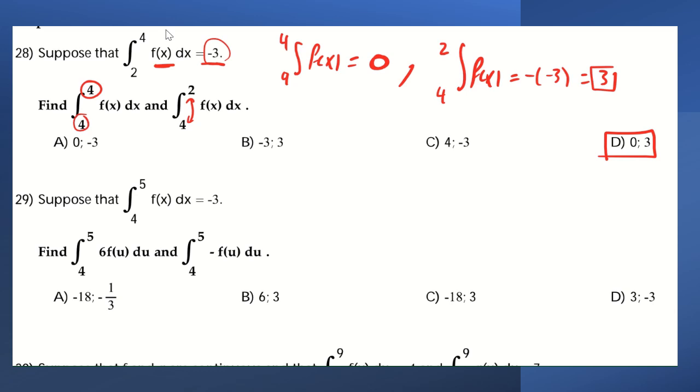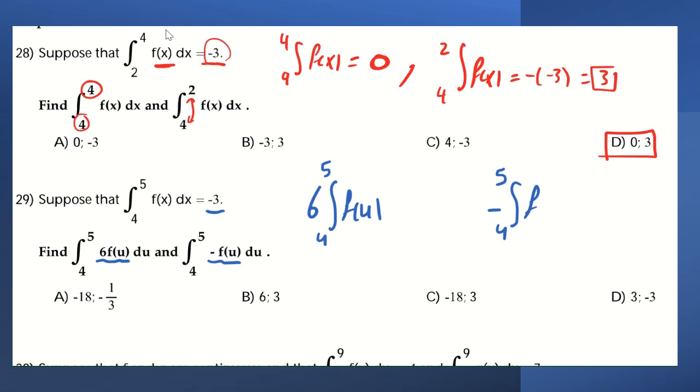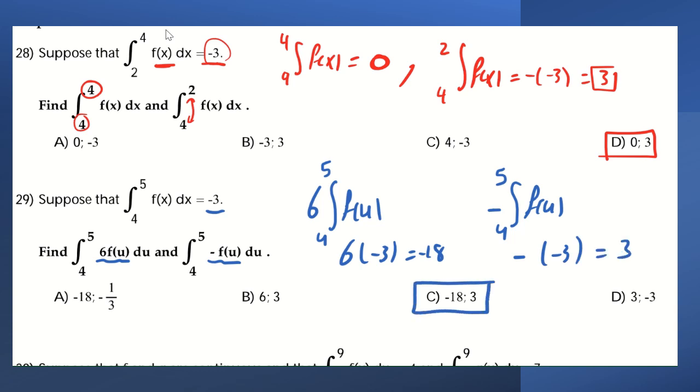Additive inverse, yeah. The second one: suppose that the integral from 4 to 5 of a function is equal to -3. What is the integral from 4 to 5 of 6 times this function, which can be written as 6 times the integral from 4 to 5 of the function, and of negative the function, which can be written as negative the integral from 4 to 5 of the same function? This one is very easy: 6 multiplying -3 is equal to -18. And here is negative f of x, which is negative of -3, which is +3. So the answer is -18 and 3.